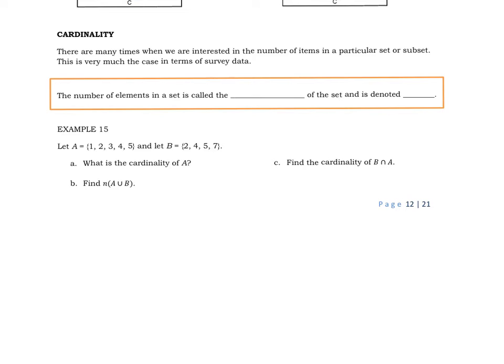So formally, the number of elements in a set is called the cardinality of the set. And the notation for that is you have an n that's saying the number of elements in, and then whatever set we're talking about, we would put in parentheses. So if you're asked what's the cardinality of the set, they're asking how many elements are in the set. And again, if you see this notation right here, same thing, how many elements are in that set.